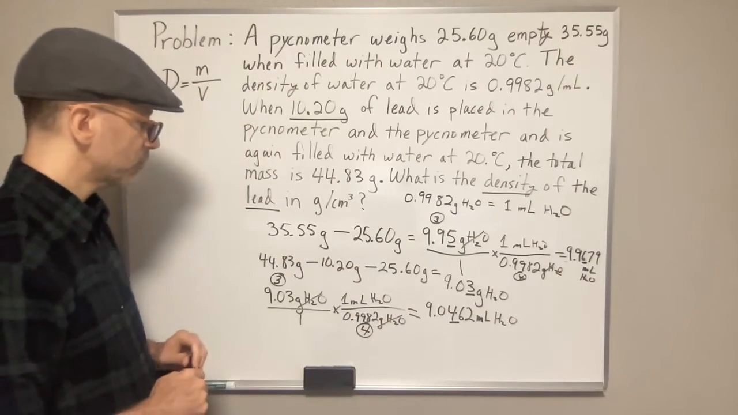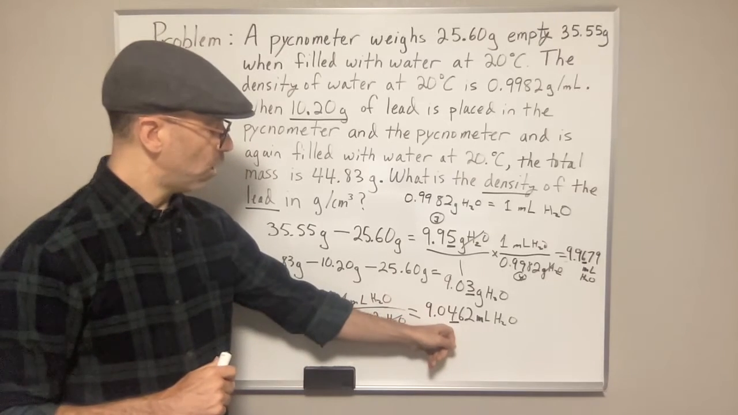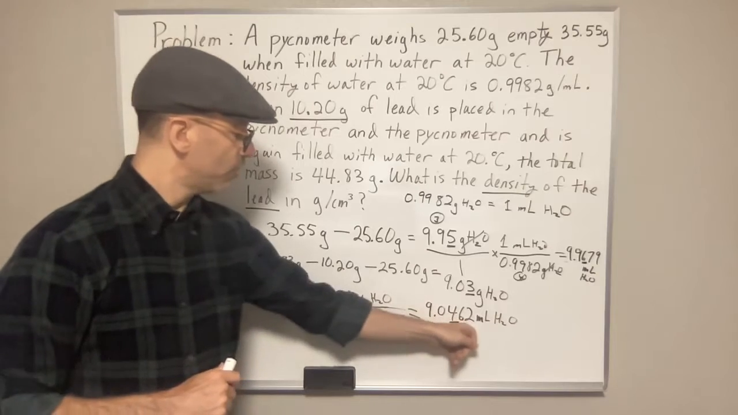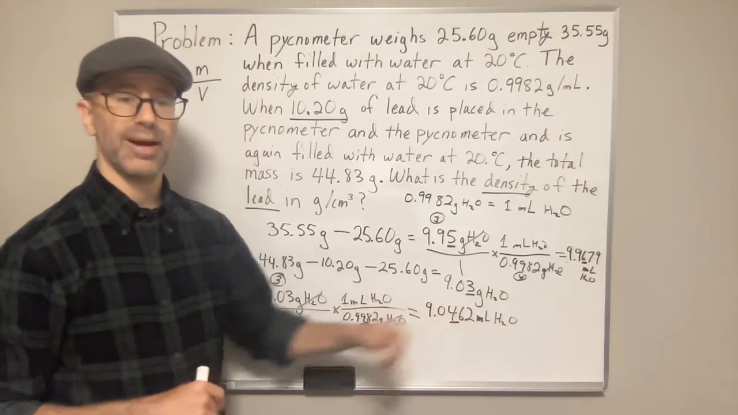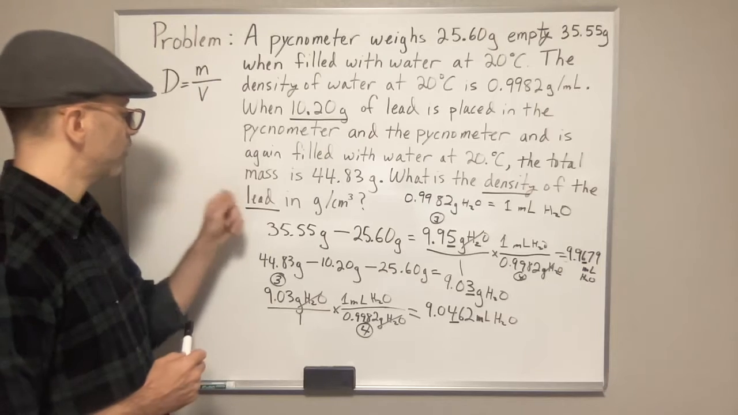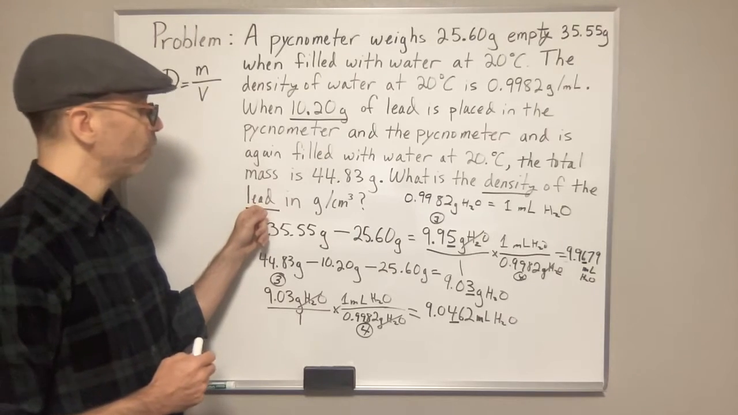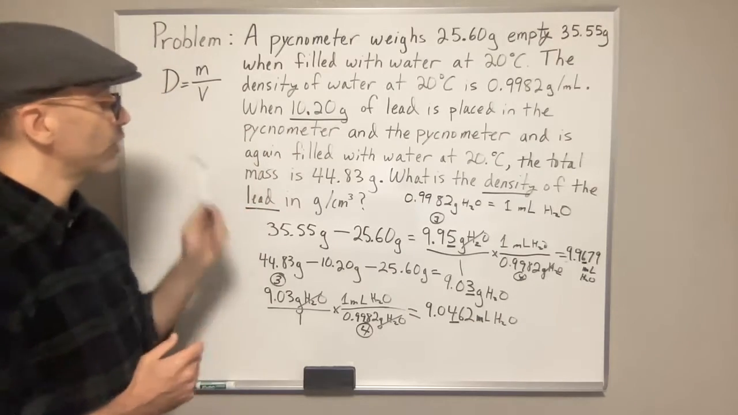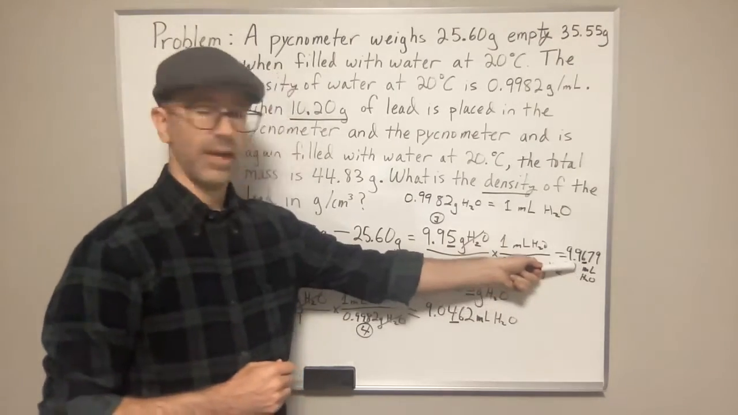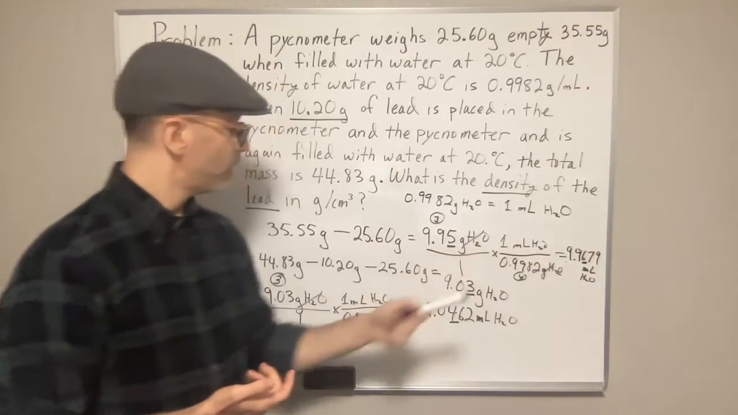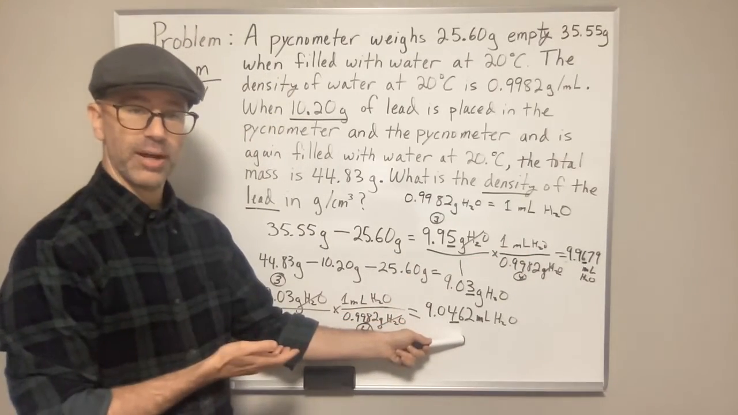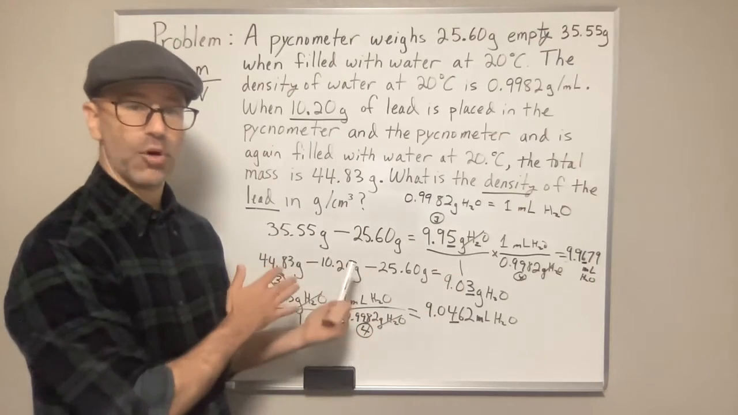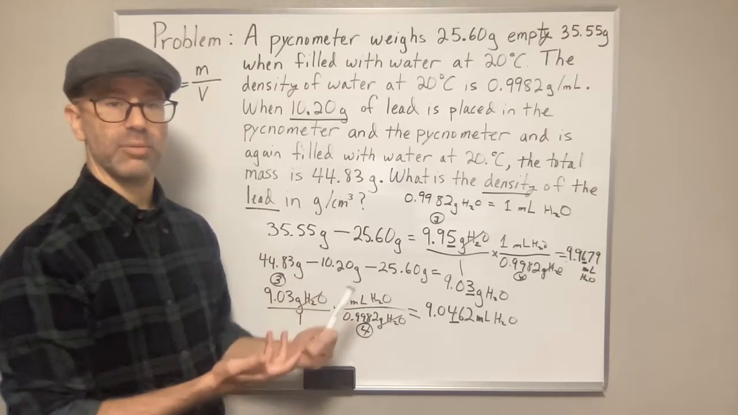Okay, so I have the water in milliliters. This is the volume of the water that's occupying the pycnometer, but I don't want the volume of the water. I want the volume of the lead, so that way I can find the density. So how do I find the volume of the lead? Well, I know the total volume that the pycnometer can hold. I know the volume of the water that's occupying the pycnometer. So if I subtract these two, then the leftover volume has to be the volume that's occupied by the lead.